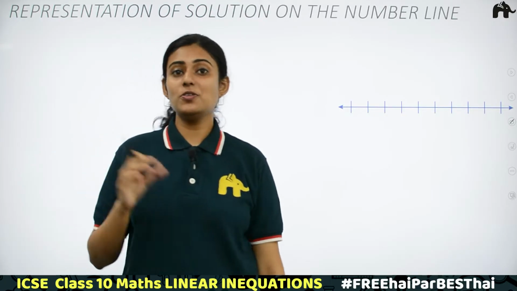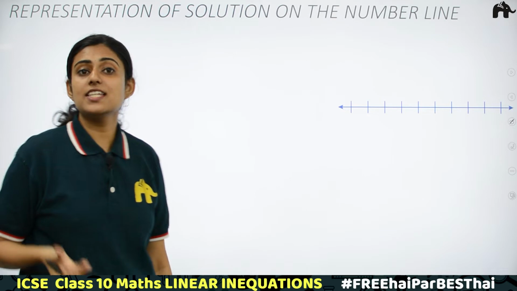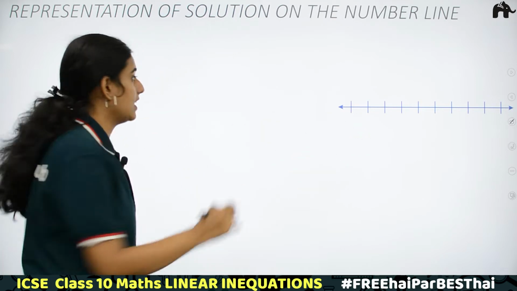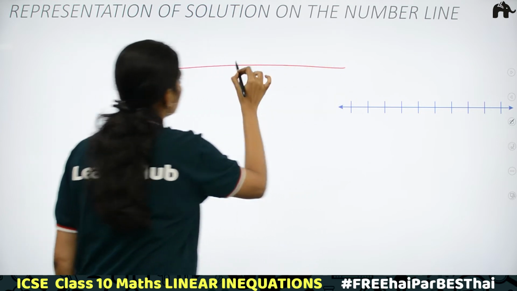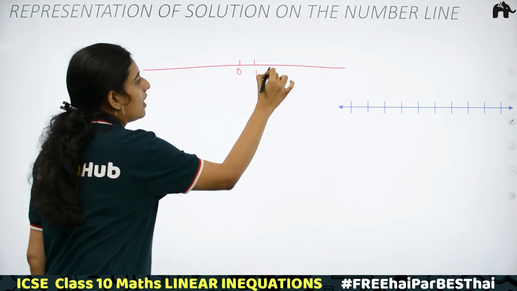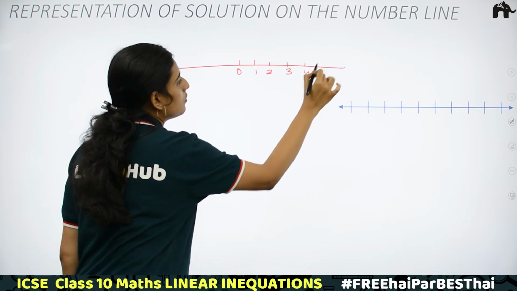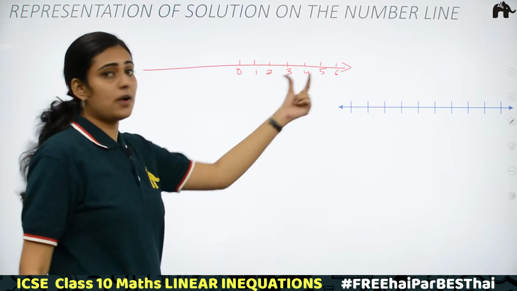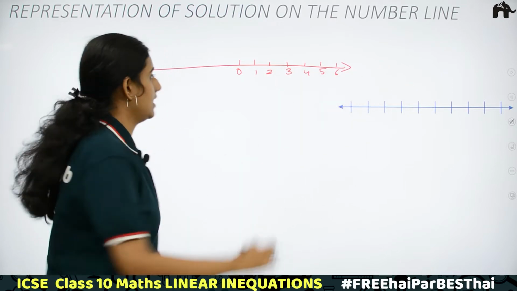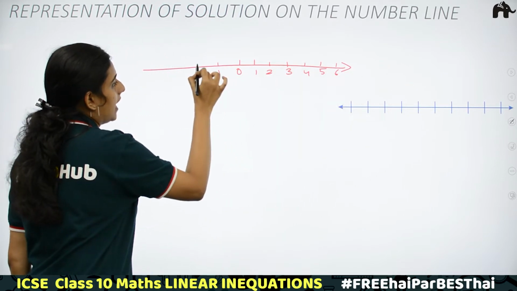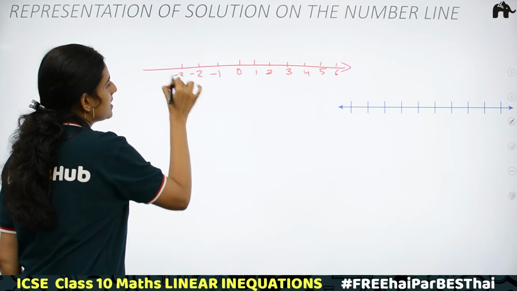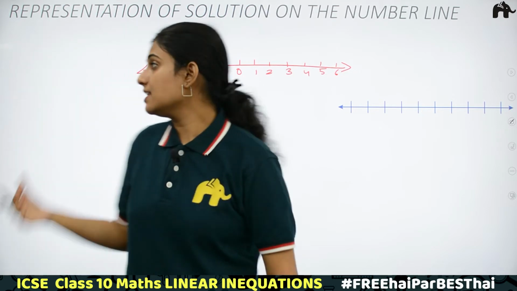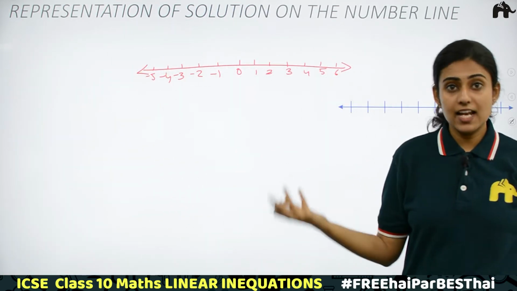By now we know how to solve linear inequation. Let's see how to represent these linear inequations on a real number line. This is how we have a number line. A straight line with points 0, 1, 2, 3, 4, 5, 6 and an arrow mark. This arrow mark means it is extending to the positive infinity. Here negative side minus 1, minus 2, minus 3, minus 4, minus 5 extending to the negative infinity. This is a representation of a real number line.